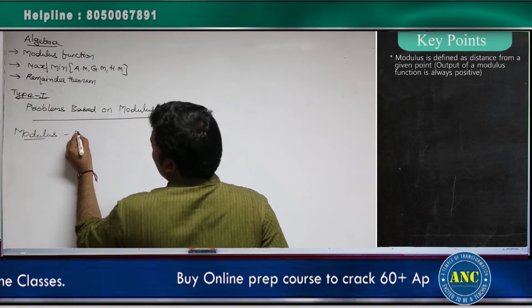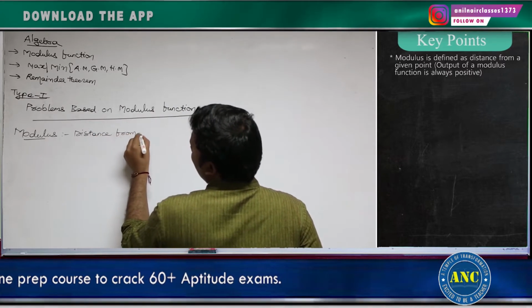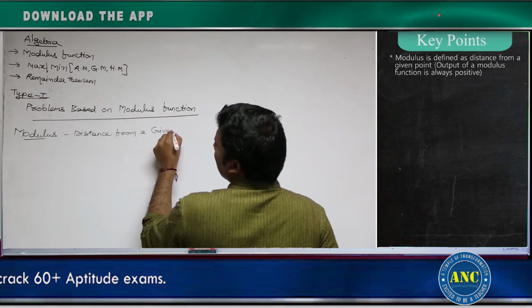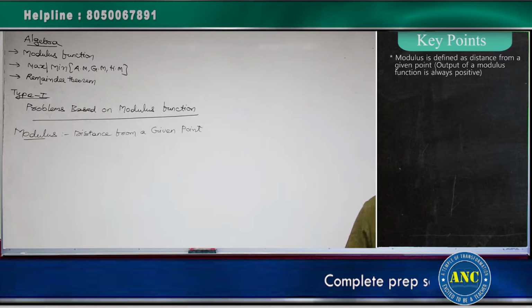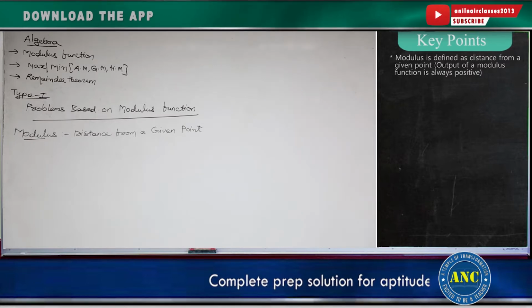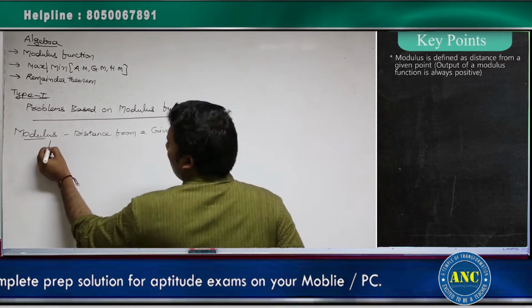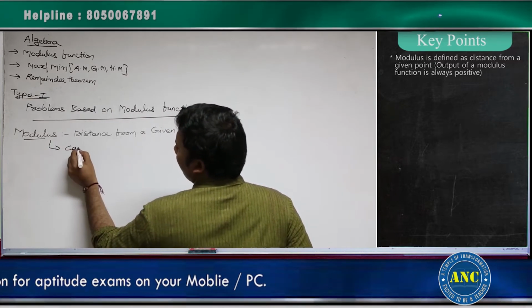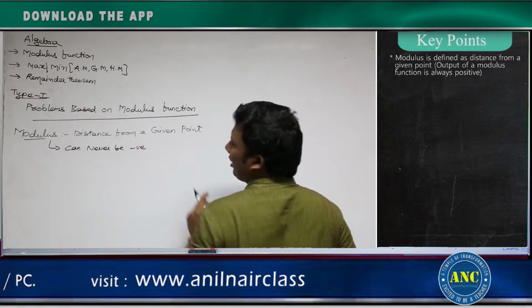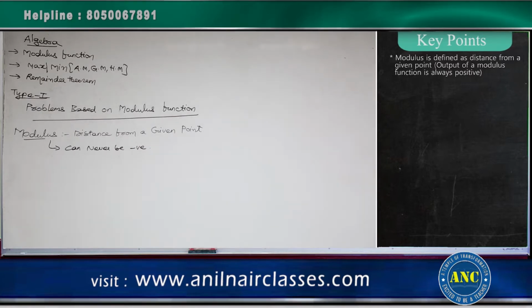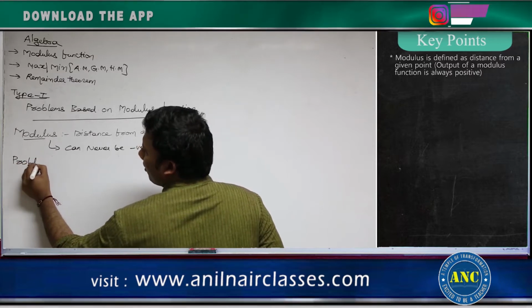Modulus is defined as distance from a given point. That given point could be the origin or any other point apart from the origin. Since we are calculating distance, modulus can never be negative. Distance can never be negative. Displacement can be negative. Modulus can never be negative. We will understand the concept through problems.